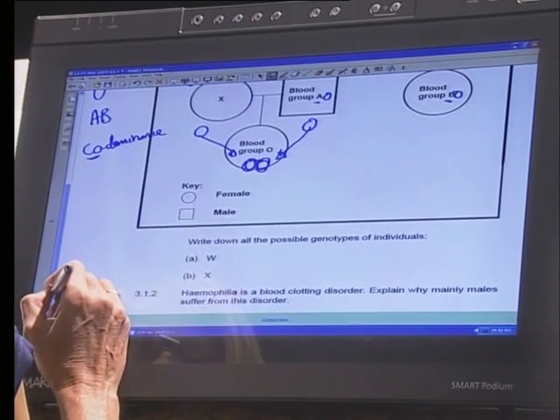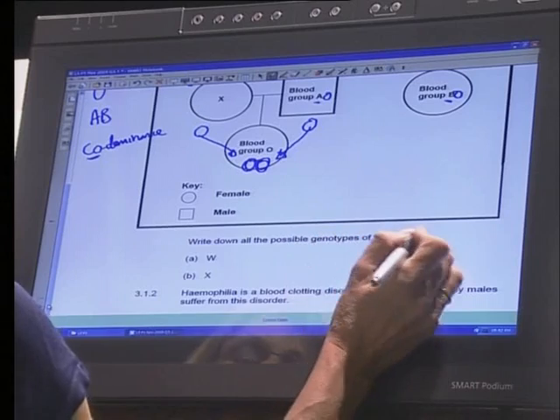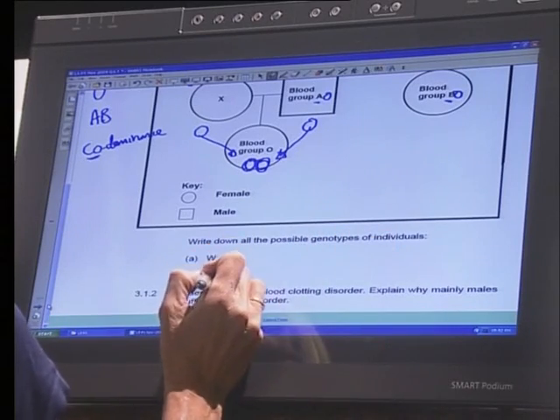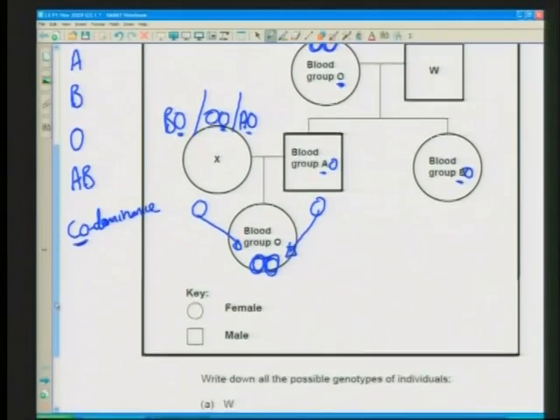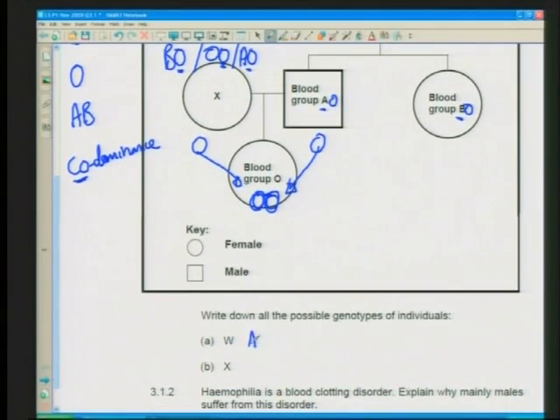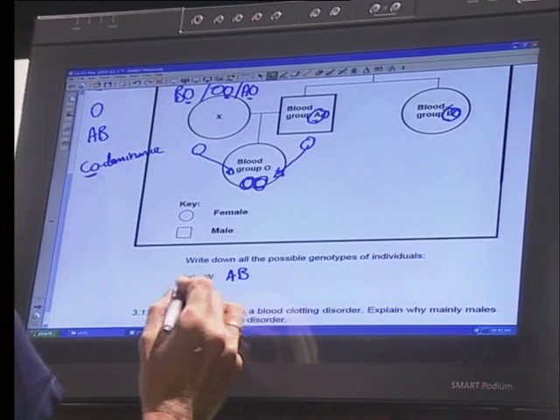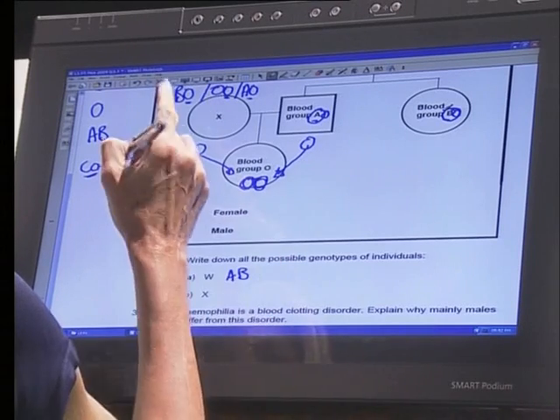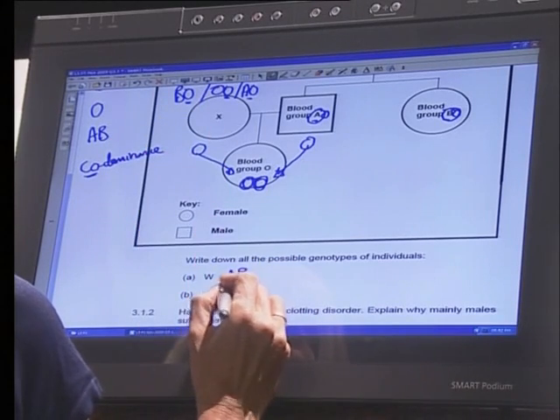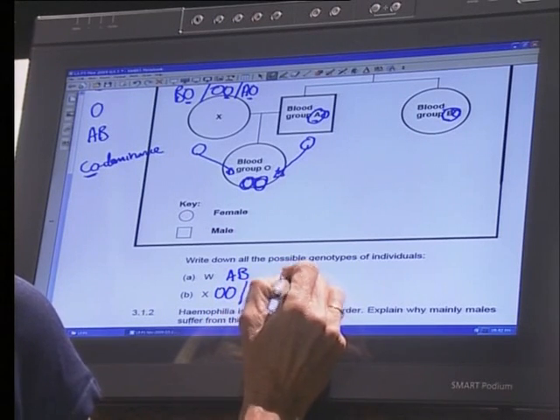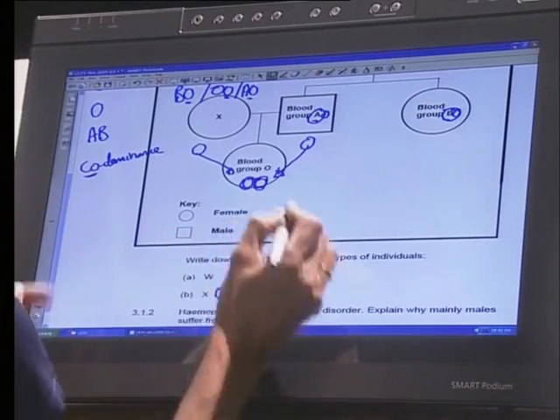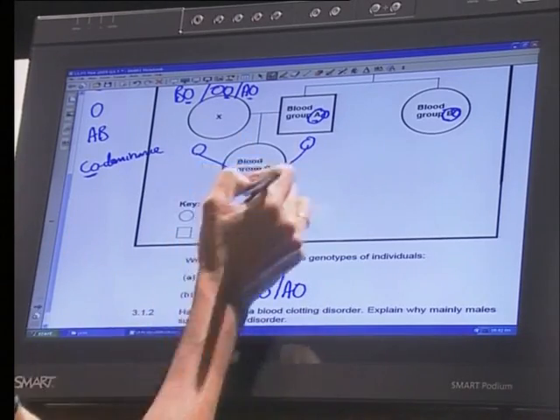Now let's look at our questions. It says, write down all the possible genotypes of the individuals W and X. Now, W we've already established as AB. It can only be AB because this baby is A and that one is B, and the mother is OO. And here, X, what have we got? It can either be OO or BO or AO, as long as there's an O, because this child has to get an O from the mother.